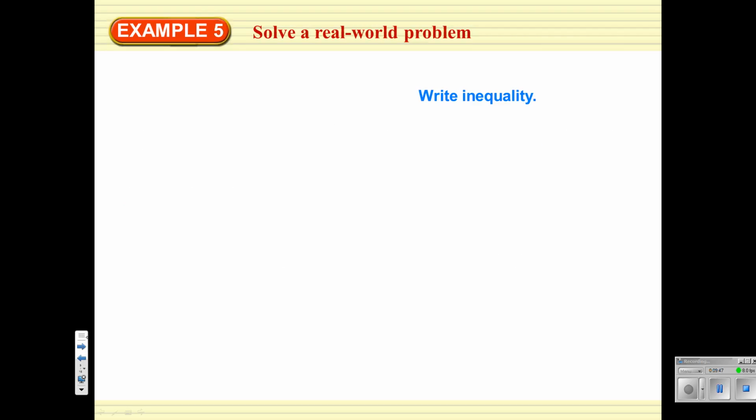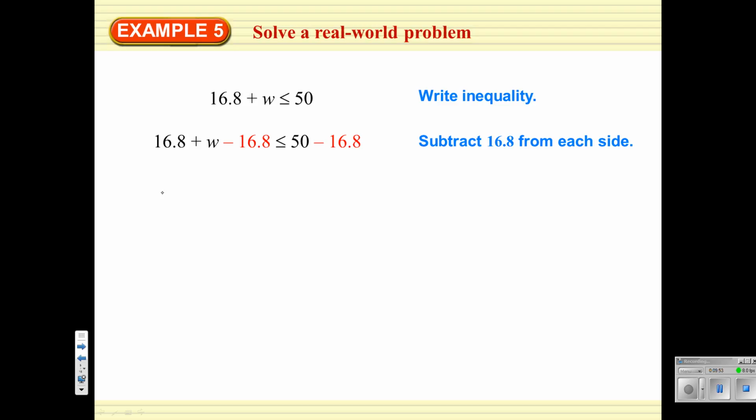So let's solve it. 16.8 plus W. Obviously we're going to subtract 16.8 from each side. Positive 16.8 and negative 16.8 add to 0. And the weight we can add to the bag is 16.8 pounds less than 50, or 33.2. So the weight we have to work with is less than or equal to 33.2 pounds. That might determine whether you're going to take the really heavy boots or maybe the lighter weight shoes.